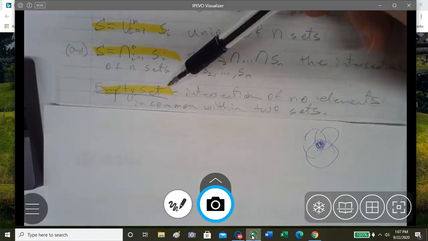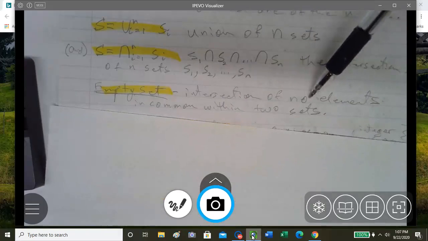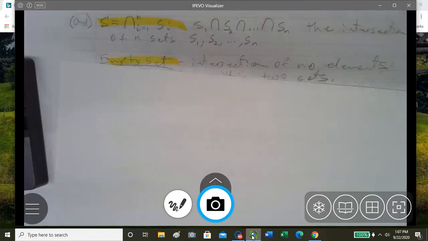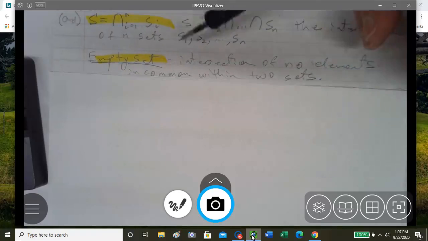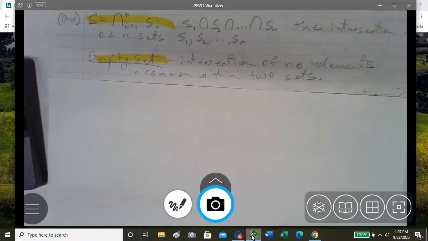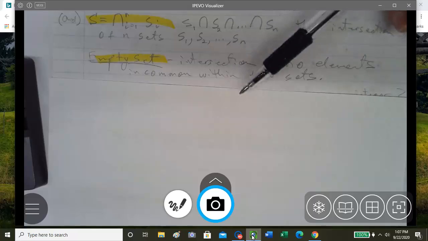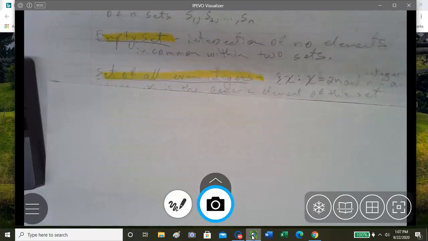Okay, an empty set is the intersection of two sets with no elements in common. You would call these disjoint sets. An example of disjoint sets would be the real numbers and the alphabet. Nothing in common in those two sets, so the intersection would be an empty set.